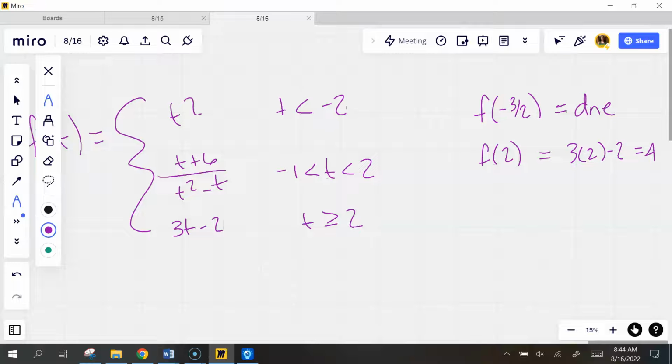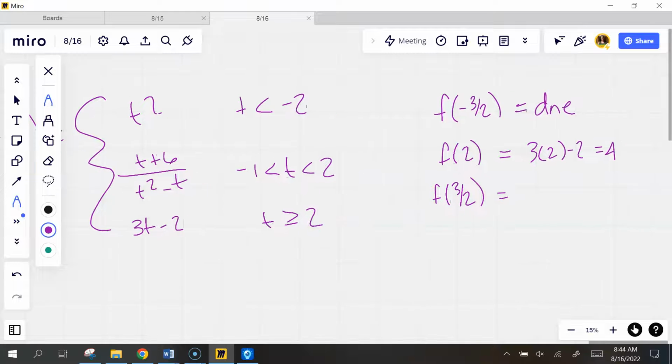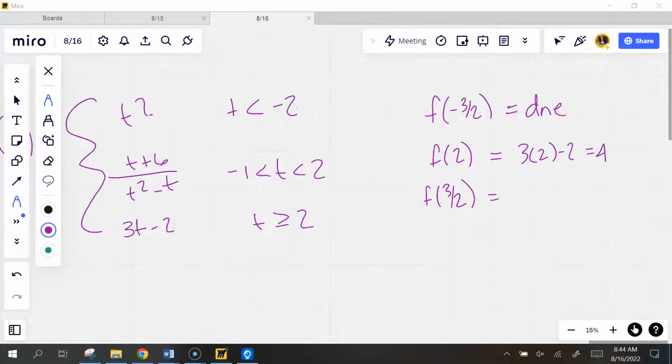How about f of 3/2, so 1.5? The middle one, that's exactly right. So that would be 3/2 plus 6 over 3/2. I don't even know what you would get here. 9/4.